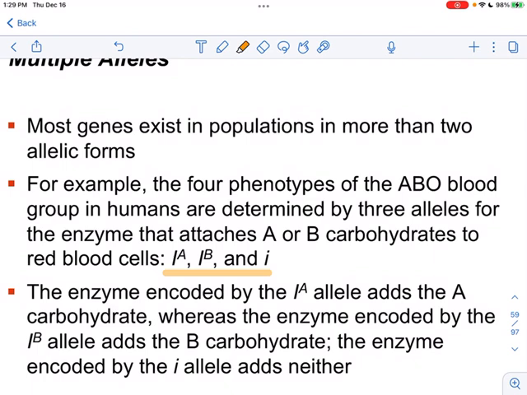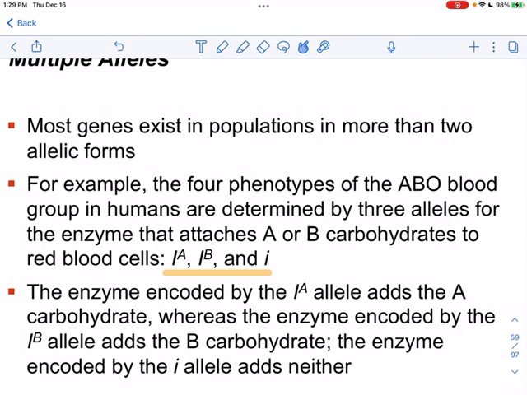So the enzyme coded for by the IA allele is what adds the A carbohydrate to red blood cells. So if an individual has the IA allele, they will have the A carbohydrate. Same thing with the IB allele. The IB allele adds the B carbohydrate. So if they have the IB, then they will be blood type B. The enzyme that's coded by the little i allele doesn't add carbohydrates to the surface of the red blood cells. So we don't have any of what we would call those antigens on the surface of our blood if we only have the little i allele.